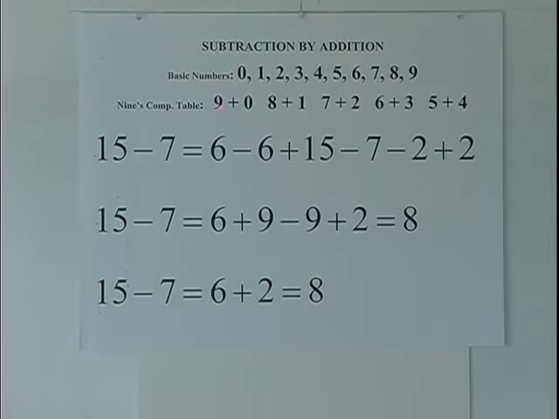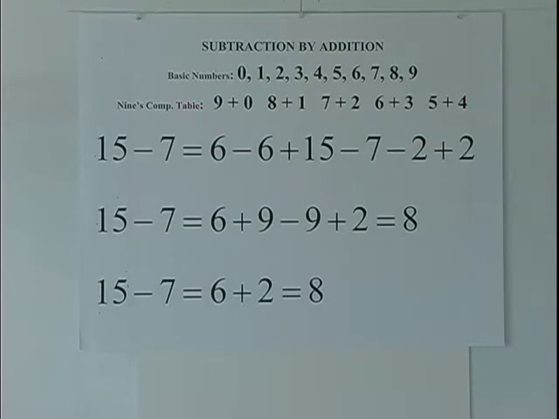The 9's complement of 9 is 0. 9's complement of 0 is 9. 9's complement of 8 is 1. 9's complement of 1 is 8. 9's complement of 7 is 2. 9's complement of 2 is 7. 9's complement of 6 is 3. 9's complement of 3 is 6. And the last one, 9's complement of 5 is 4. 9's complement of 4 is 5. The basic numbers, of course, have only whole numbers. So those are the 5 pairs.